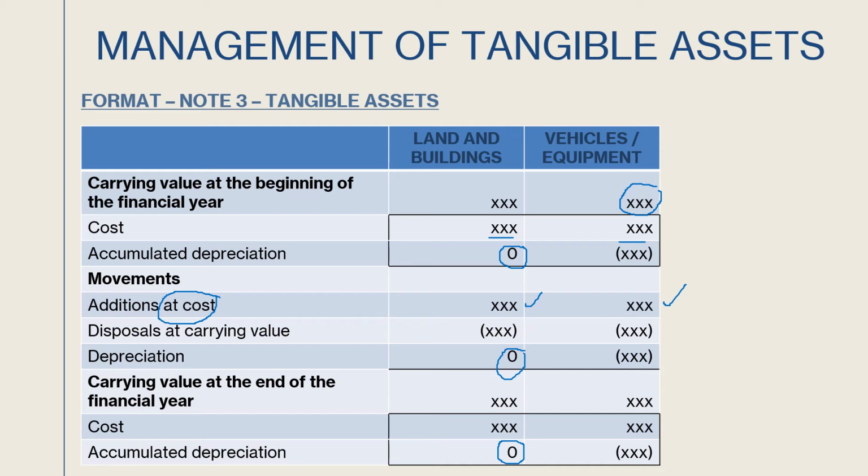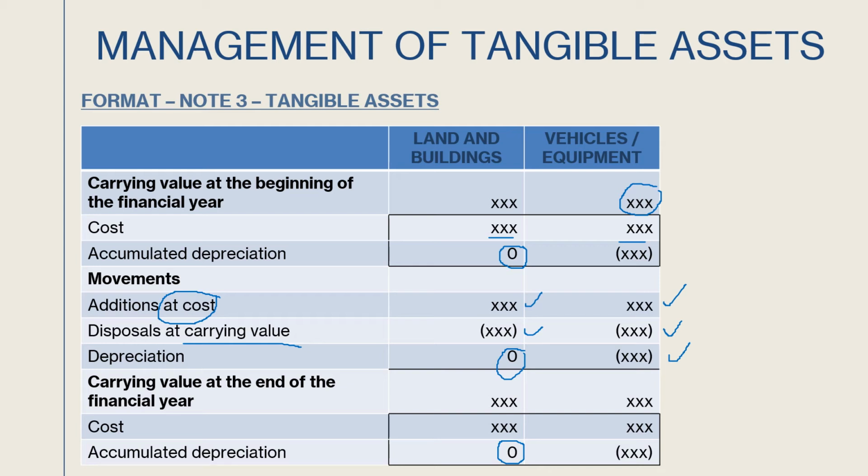And then the disposals, if we disposed of assets, whether it's land and buildings, whether it's vehicles or equipment, that has to be subtracted, because we sold them. But remember, this will be captured at carrying value. All right, obviously for land and buildings, cost and carrying value is exactly the same, okay? But disposals always happens at carrying value. And then for your vehicles or equipment, we have to make provision for depreciation for the financial year that has now passed, okay?